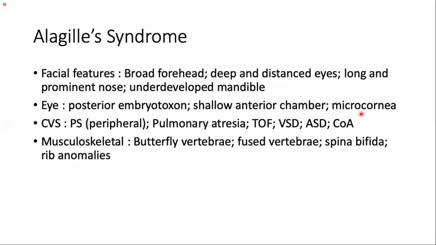And also musculoskeletal features. Prof. Ismail mentioned before about the butterfly vertebra, which is one of the pathognomonic features. Then we have spina bifida, and fused vertebrae can also occur. As mentioned before, bile duct paucity will be the manifestation in terms of the hepatobiliary system.